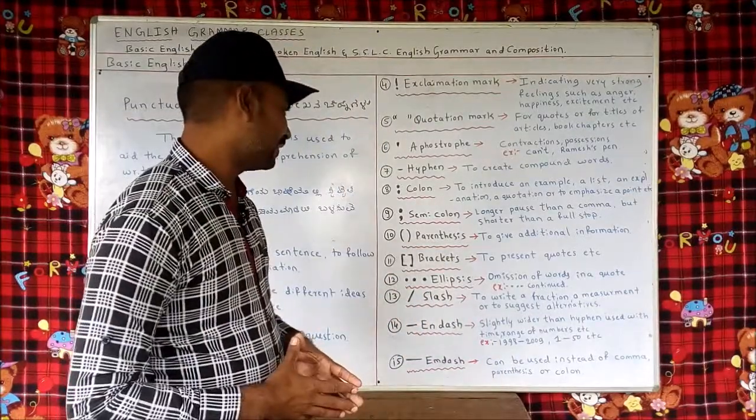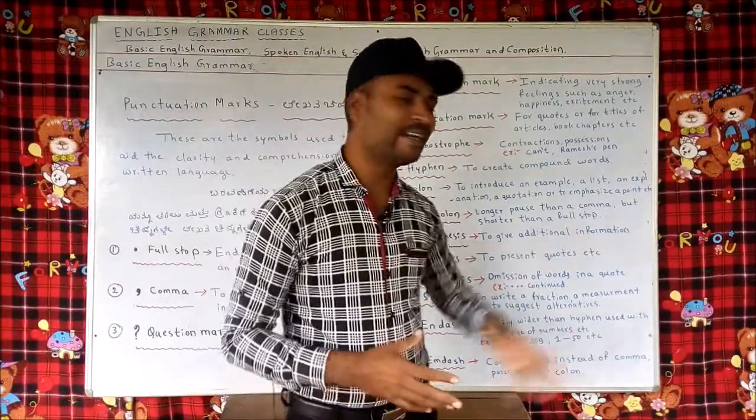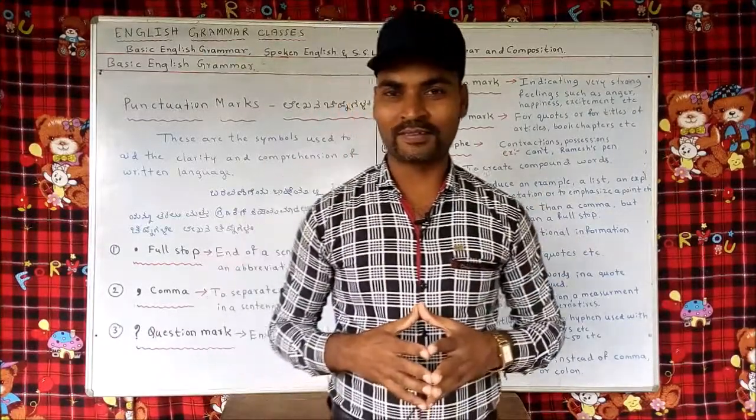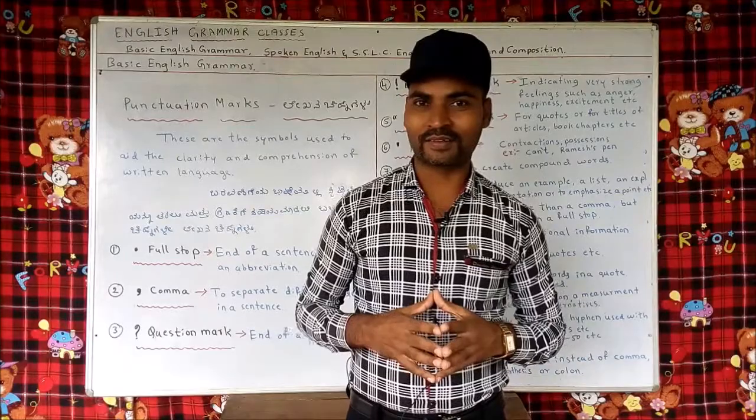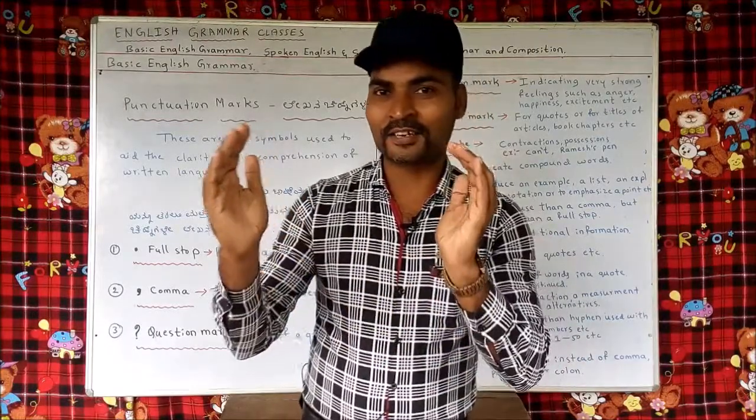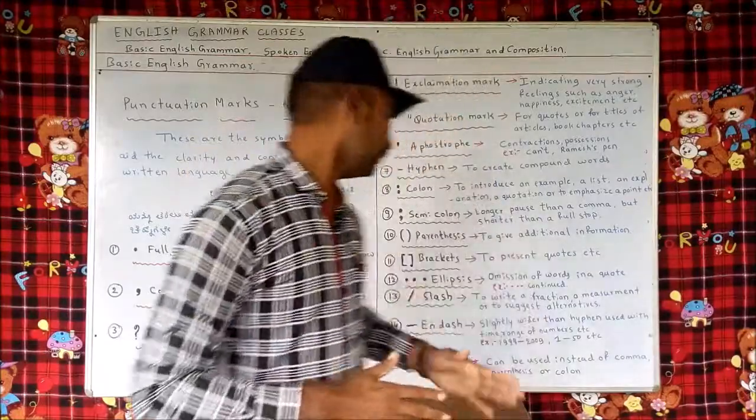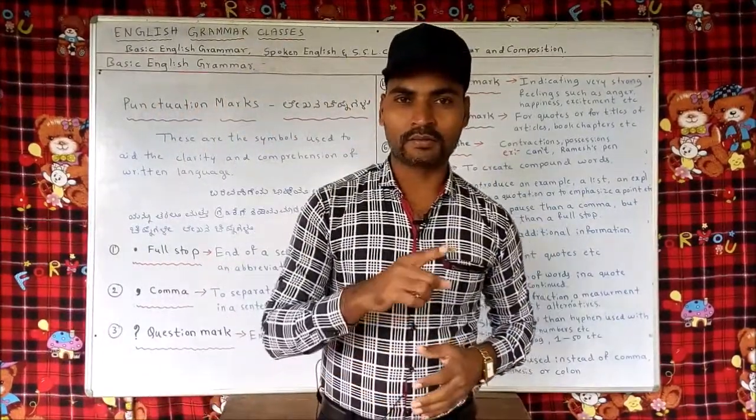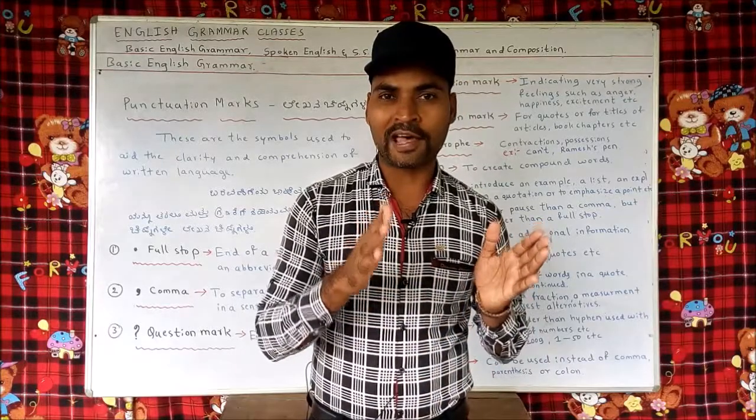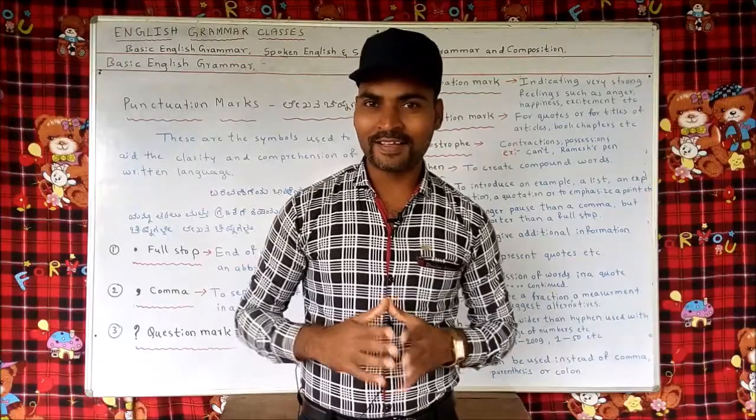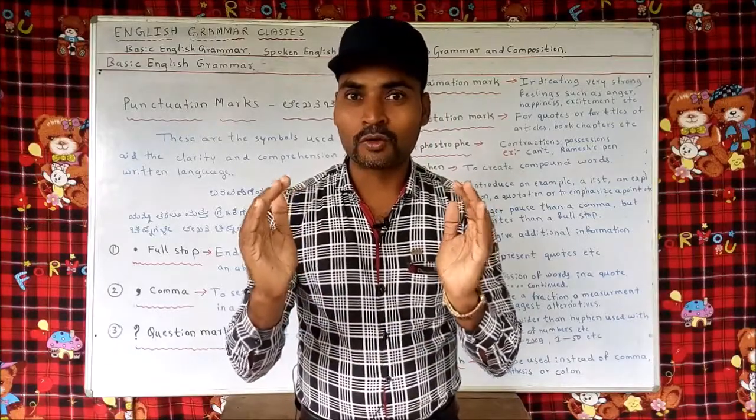Then comes parenthesis. It is used to give additional information. We say something about someone and then we want to give some extra information regarding that. That extra information we put in parenthesis. For example, he has a fat salary (2 lakhs). Here how much salary, that we put in parenthesis, 2 lakhs.